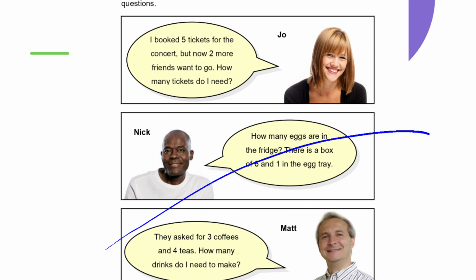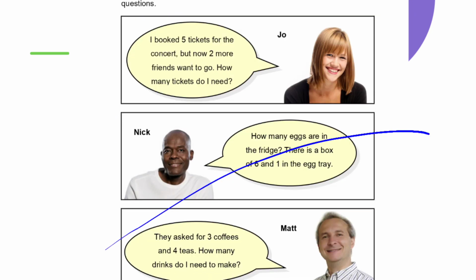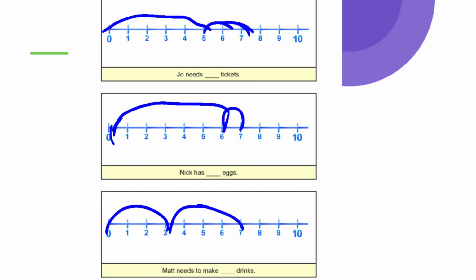Next, Matt. They asked for 3 coffees and 4 teas. How many drinks do I need to make? He has to make 3 coffees and then 1, 2, 3, 4, 4 teas. So it is 7. So all the calculations sum up to 7.